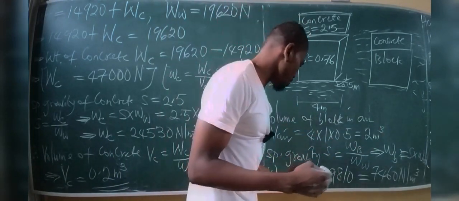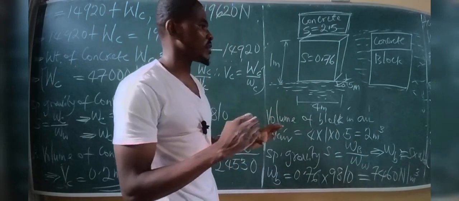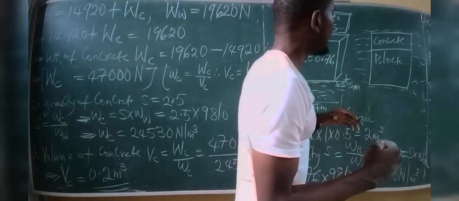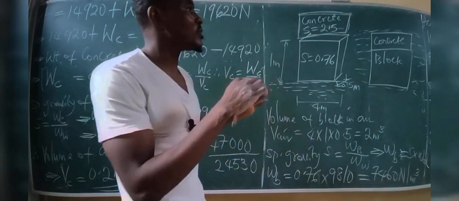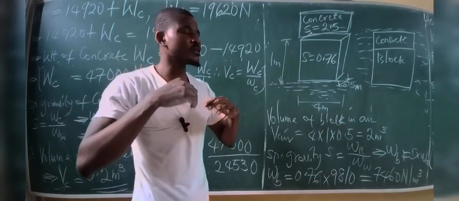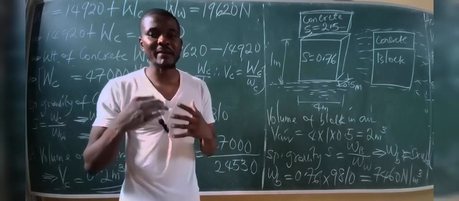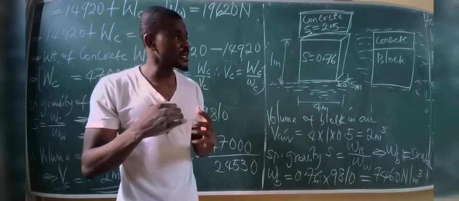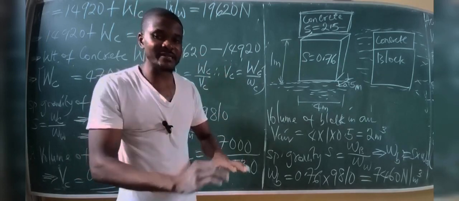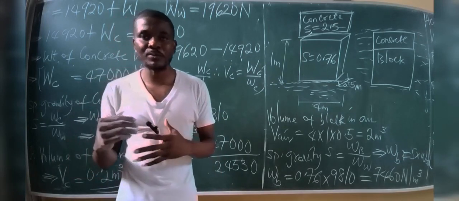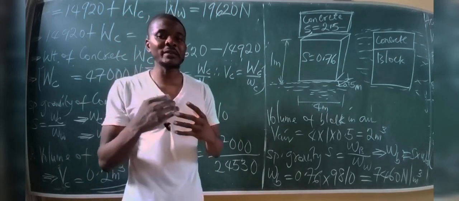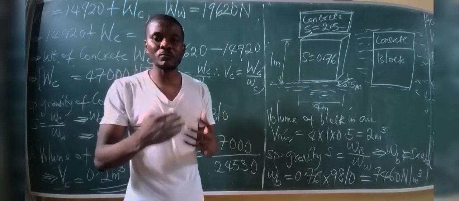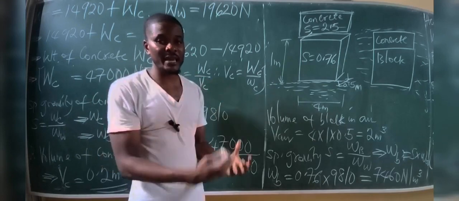Of course, specific gravity and all that, the weight of block in air, every other calculation here remains the same. But we now have both blocks immersed in water. What changes now is the weight of fluid displaced by the object in water. Why? Because now both the concrete and the block are completely immersed in the water. From Archimedes' principle, if an object is completely immersed in water, the volume of water displaced by that object is equal to the volume of the object in air.